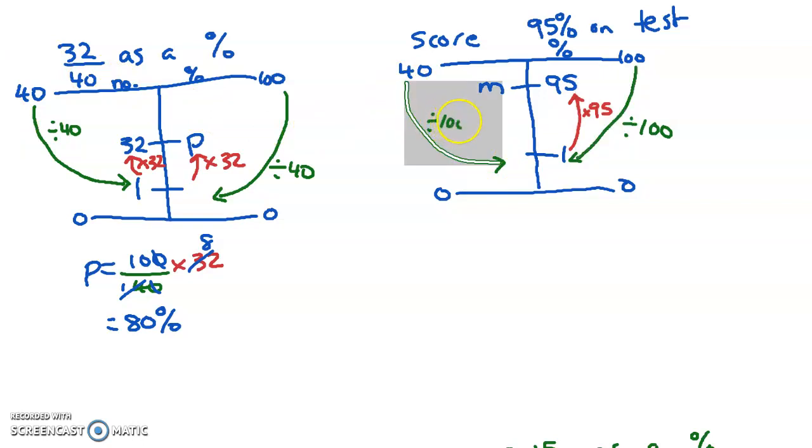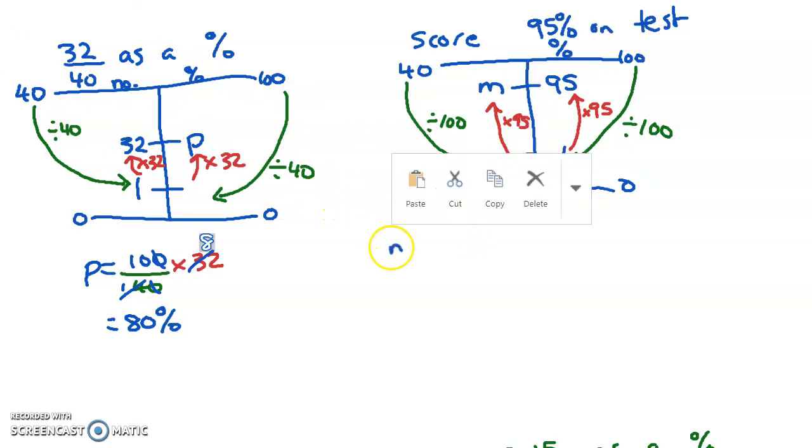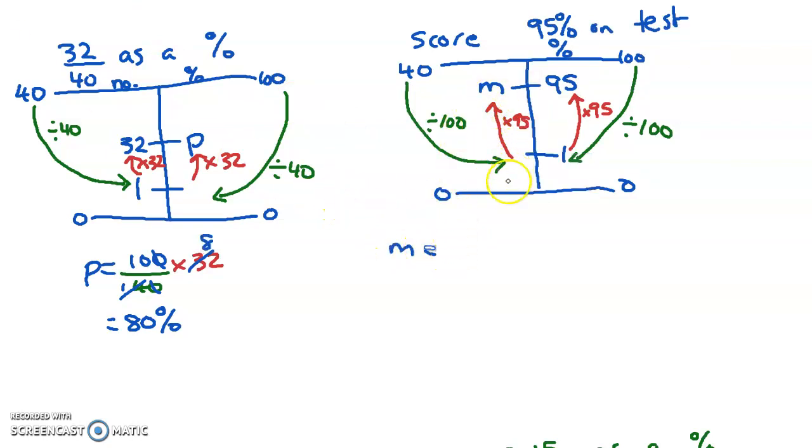Divide by 100, multiply by 95. This is the scale factor part of proportional reasoning. So my mark is going to be, let's follow those arrows backwards. Where did I start? Well, I started with 40 marks. I divided them by 100 and then I multiplied by 95.